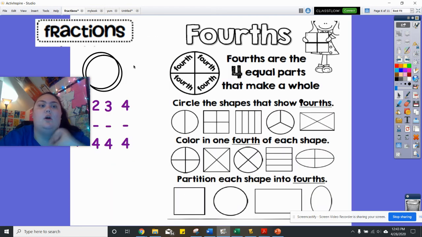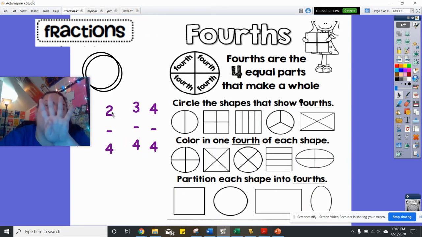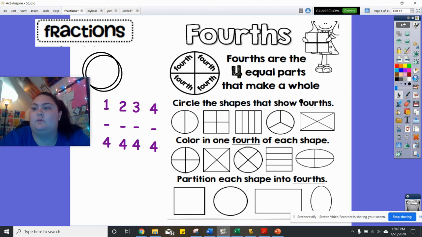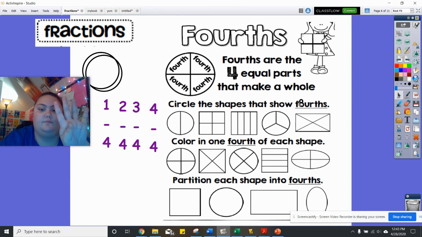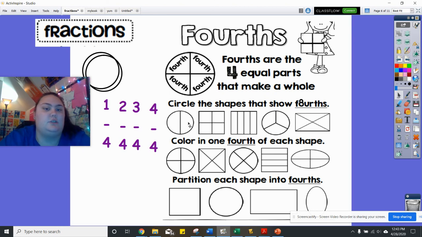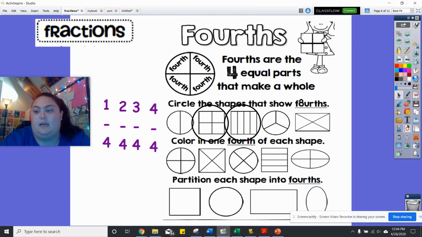Over here we've got fourths. Fourths mean there are 4 slices. So we're going to circle the shapes that show fourths. 1, 2, no. 1, 2, 3, 4, yep. 1, 2, 3, 4, yep. 1, 2, 3, no. And these are not equal, so they cannot be fourths.